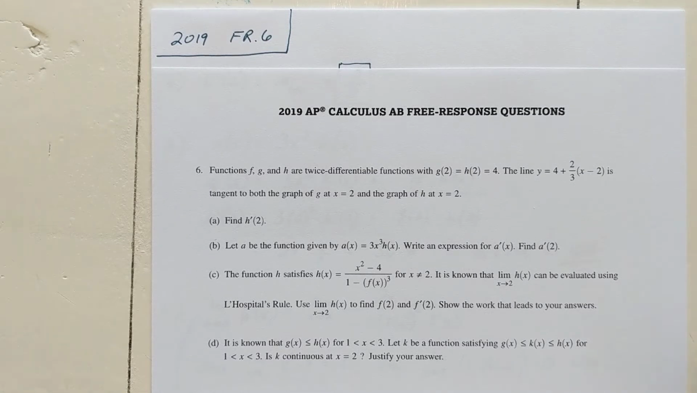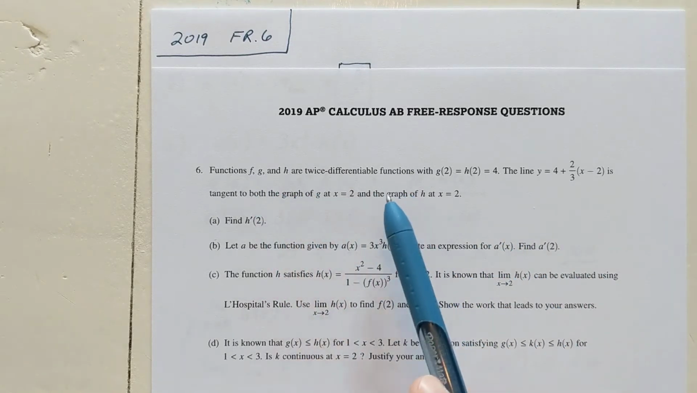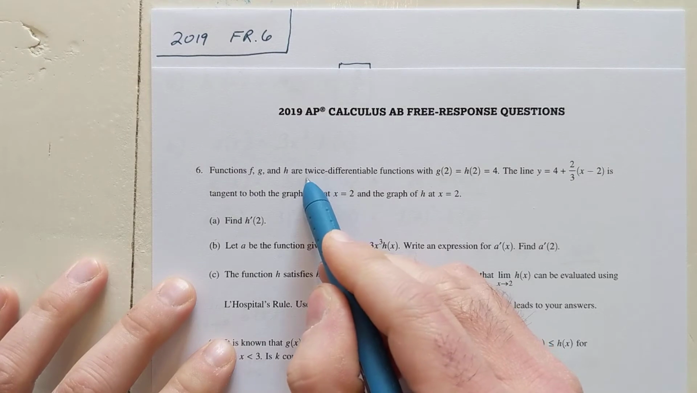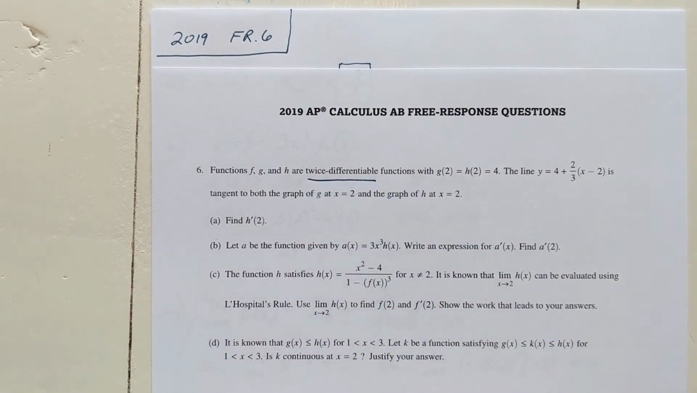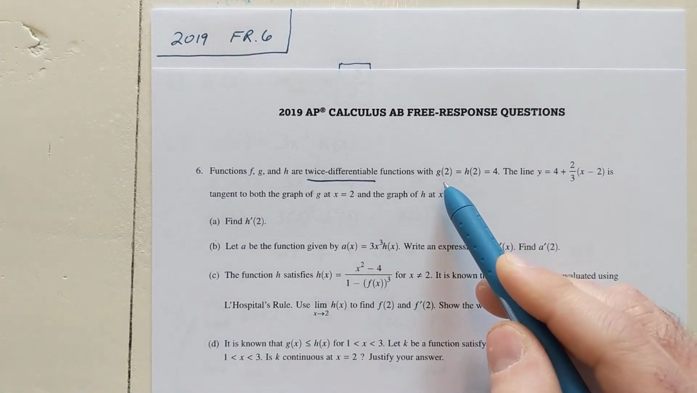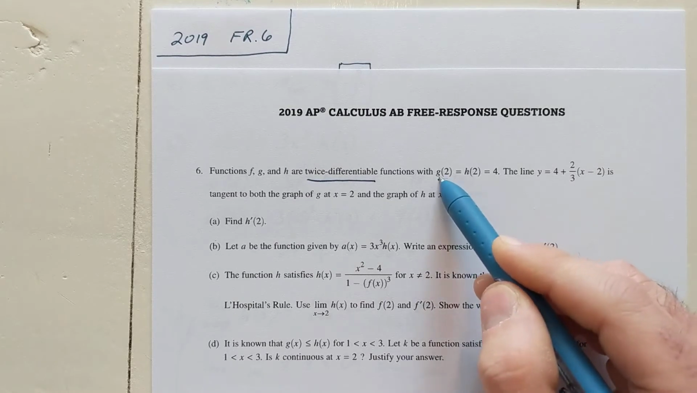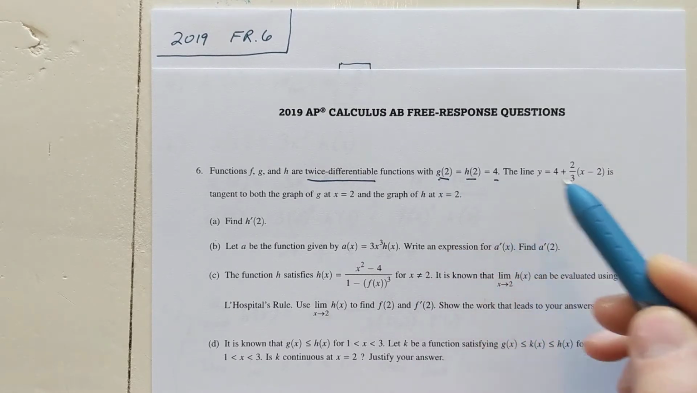Okay, 2019 free response question number 6. This is a non-calculator question. They've given you 3 functions introduced right here. All of them are twice differentiable, which becomes really important in this problem. And they gave you the value here of g of 2 and h of 2, both equaling 4.